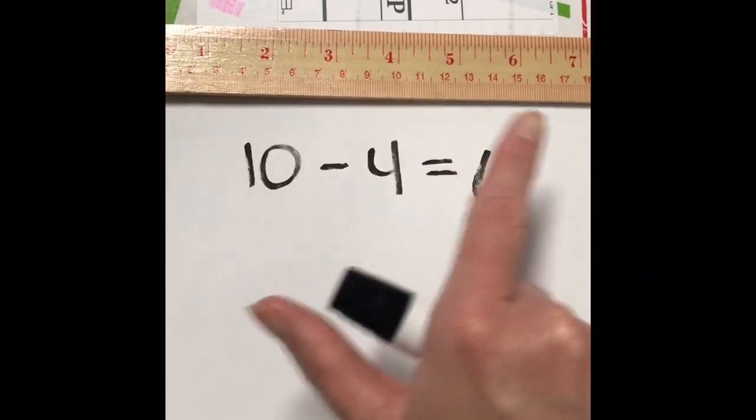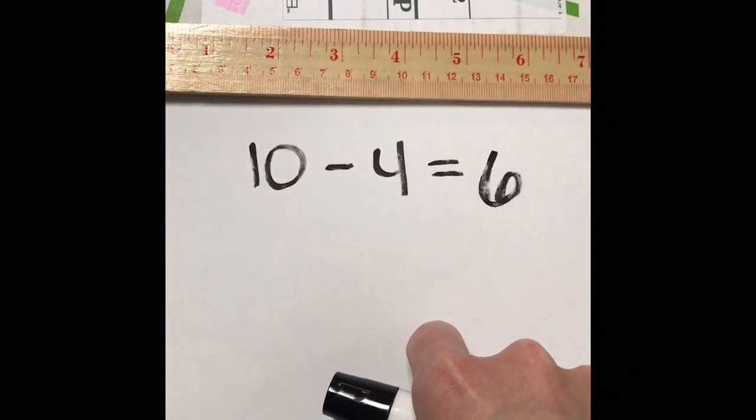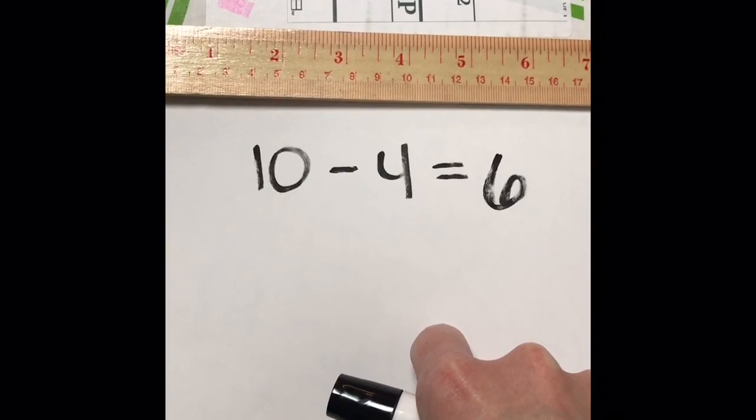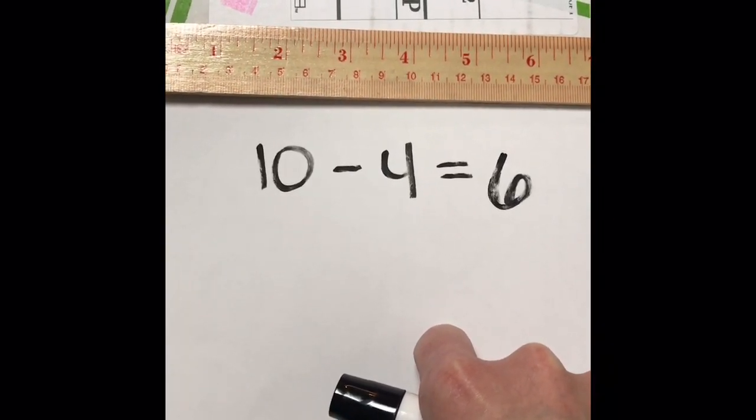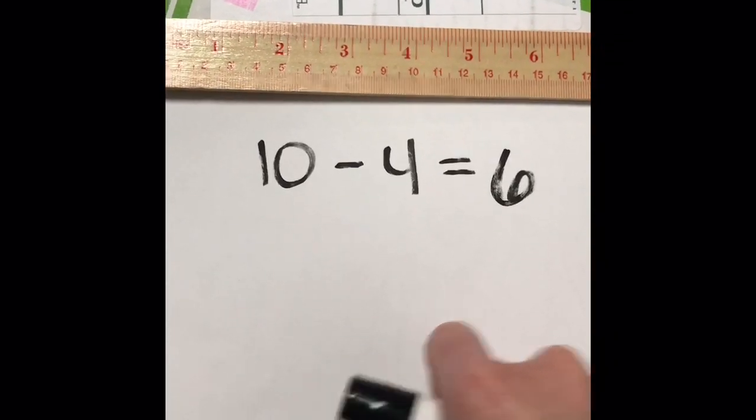And the reason that you're moving in opposite directions for adding and subtracting is that subtraction is actually the opposite operation of addition. And so that also kind of goes along with tip number 2, which is to understand the concept.